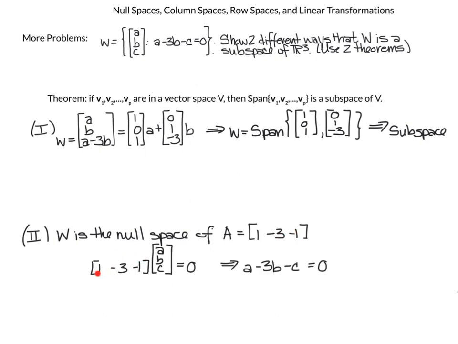So looking at this [1, -3, -1] times our scalars a, b, and c, or the vector (a, b, c), if we multiply this out, multiply this row times this column, we get a minus 3b minus c equals 0. So again, it's the null space. W then is the null space of this matrix A.